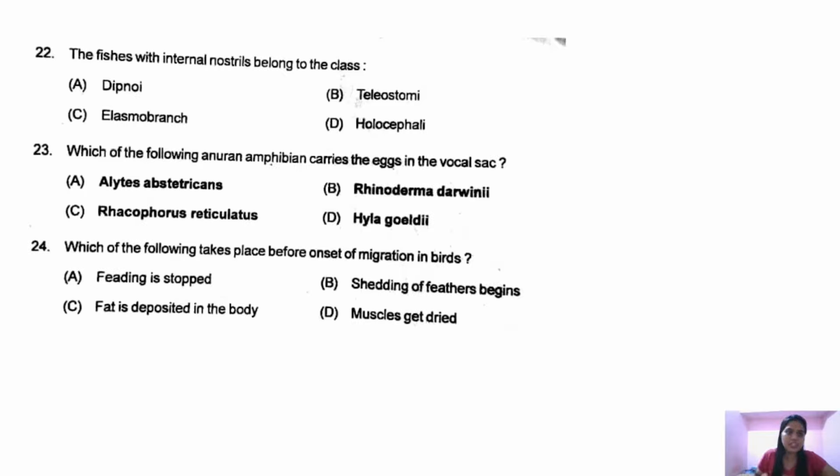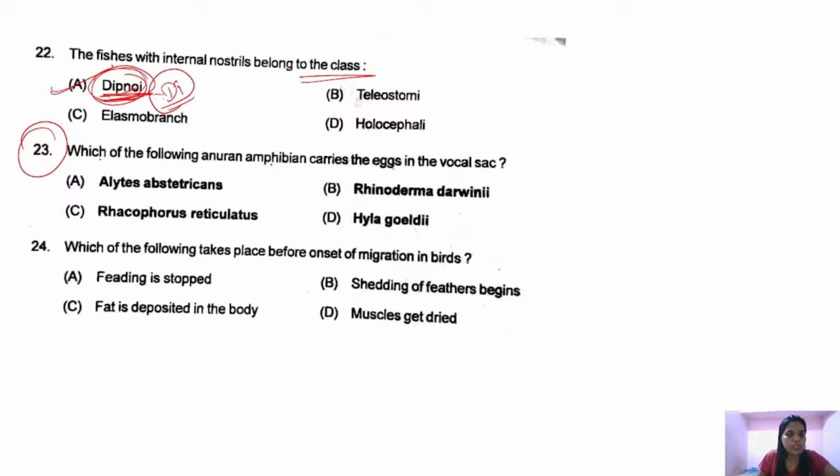Next, fishes with internal nostrils belong to the class, options are A, Dipnoi. Most of the answers are coming like option number A in this paper particularly, but it is not necessary that it will always be option number A. So be careful. Don't take it as a hint. So the answer will be Dipnoi. The name Dipnoi itself, di means what? Two. They have two nostrils. That's why their name is Dipnoi. So option number A will be the right answer over here.